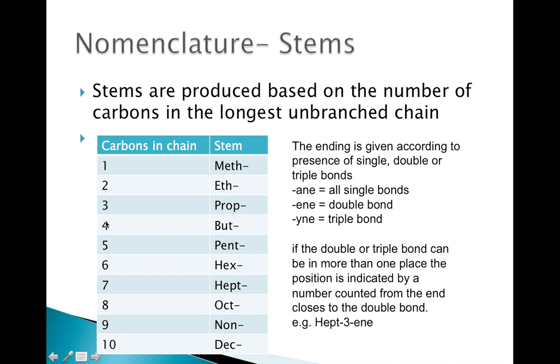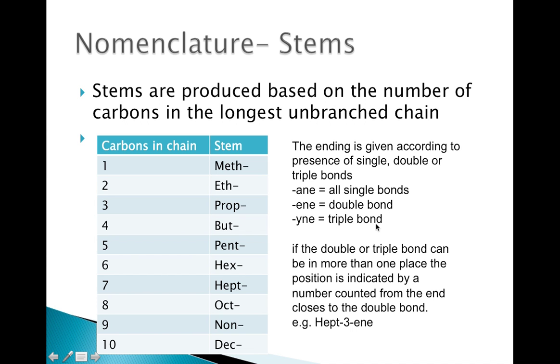If, however, it had four in the chain, we'd give it the starting but. If it was single bonds, we'd say it was butane. If it had double bonds, it would be butene. But we'd have to tell you where the double bond is, whether it goes from the first to the second carbon or from the second to the third carbon. So we could have either but-1-ene or but-2-ene.